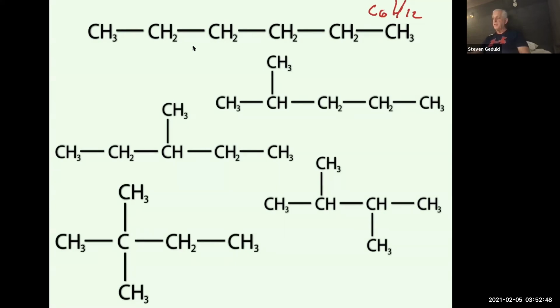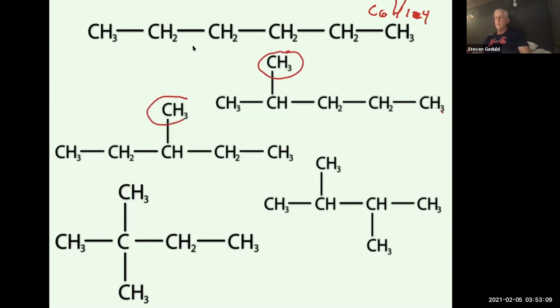C6H14. Sorry about that, I was going, wait a minute, that didn't sound right. C6H14: I'll have 6 carbons and 14 hydrogens. They just arrange differently, so they're isomers. This one has a methyl group, a CH3 group, at the second carbon.